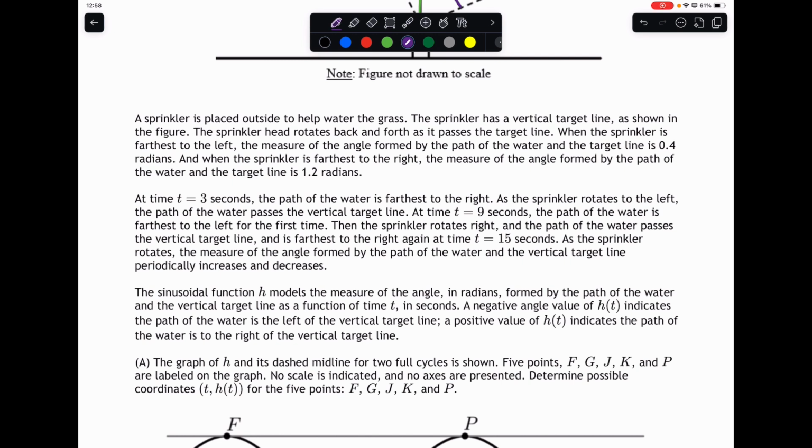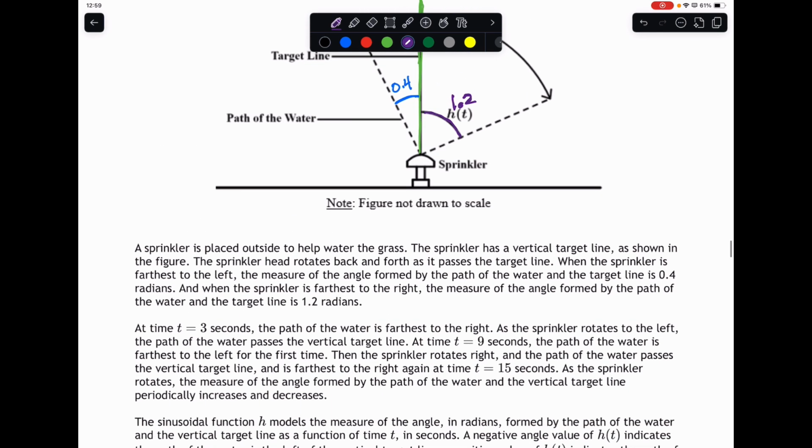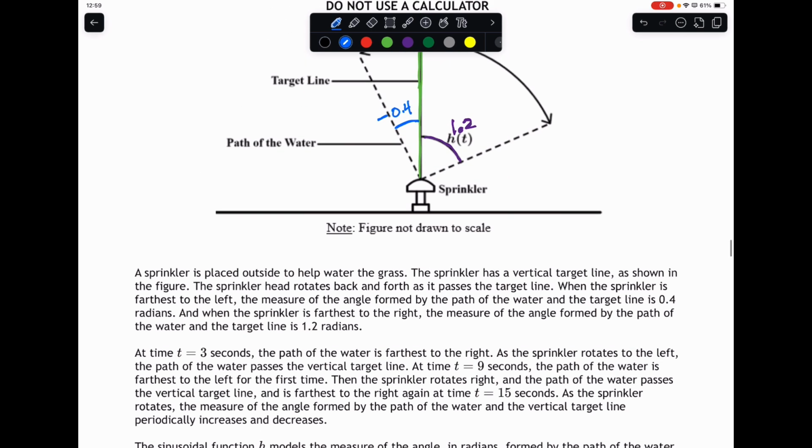Now the sinusoidal function h models the measure of the angle in radians formed by the path of the water and the vertical target line as a function of t, time in seconds. A negative value of h of t indicates that the water is to the left. So to the left, we're going to be negative, which means that this here is negative 0.4. And a positive value of h of t indicates that the water is to the right of the vertical target line. So this is a positive 1.2.